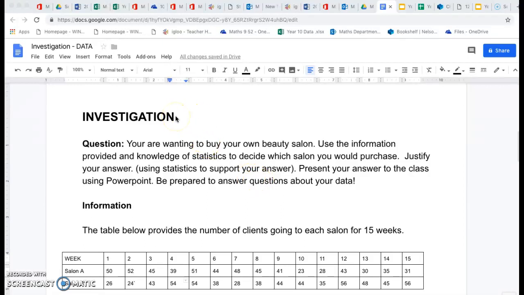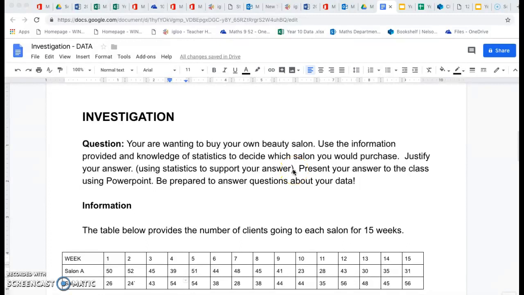Good morning, Year 10. You're going to do an investigation today on which beauty salon you should buy. You've been given an opportunity to purchase one. You need to use the information provided and your knowledge of statistics to decide which salon you would purchase. You have to justify your answer with statistics. You're going to present your answer to the class using a PowerPoint.